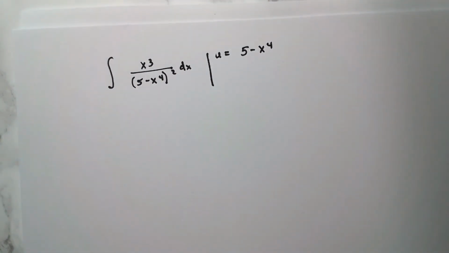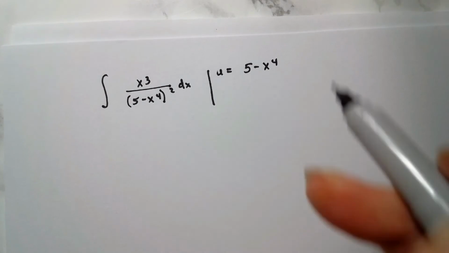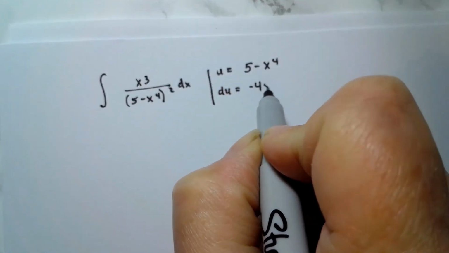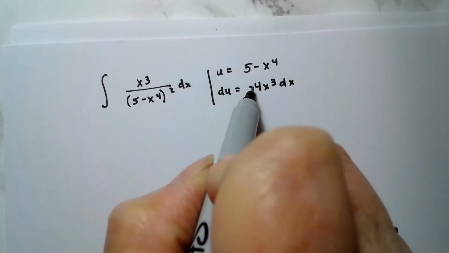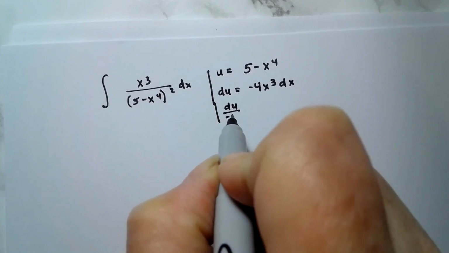Okay, let me just try and readjust. Looks like it's getting blurry again. This thing's getting on my last nerve. Okay, so du is going to be equal to negative 4x cubed dx. And again, I have x cubed dx. I don't have a negative and I don't have a 4, so I'm going to bring them both over by division.